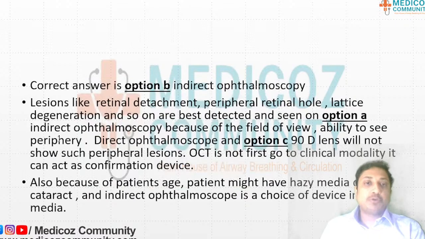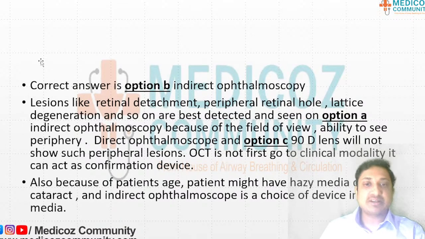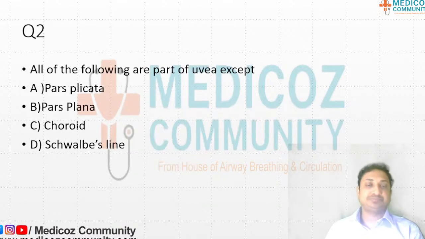So it is very important to rule out all the other three options. While we have been asked about retinal detachment, all other lesions like peripheral retinal hole, lattice degeneration, and so on are also very important to be seen on indirect ophthalmoscopy only because of the field of view. OCT is not the first go-to clinical modality, it is a confirmation device. Also, in patients who are aged and who have cataract, the indirect ophthalmoscope is a better option to see because it will give a better field of view and better view in the cataract patients also.